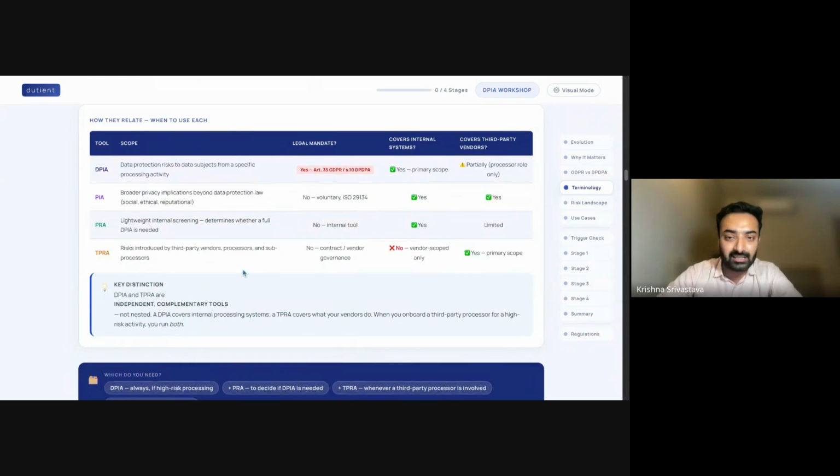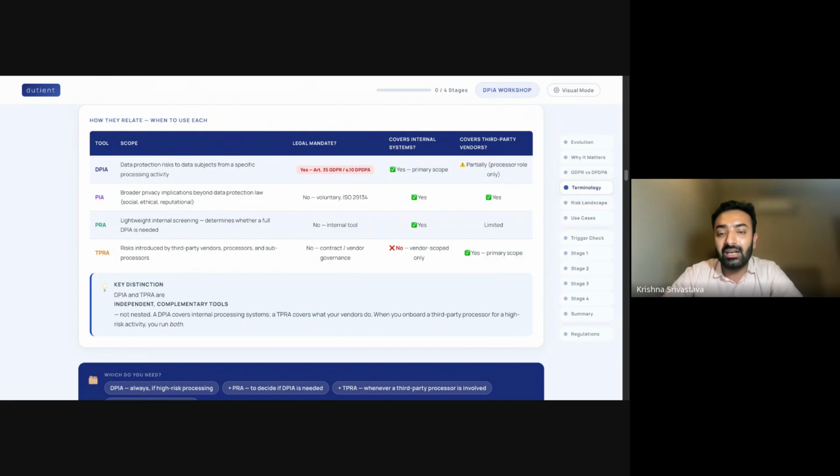So whoever asked that question, please look at this slide, maybe take a screenshot as well if it helps, because a third-party risk assessment is only focused on risks introduced by a vendor, processor, or a sub-processor. In certain cases, the risks introduced by a third-party vendor may not involve risks that are there in your internal systems or your internal processes.